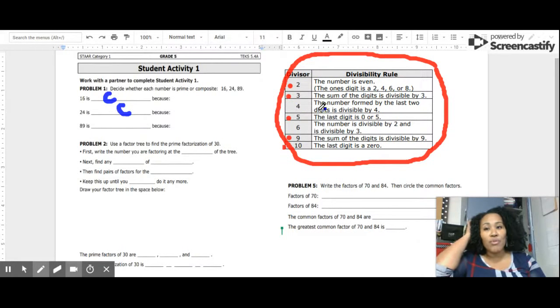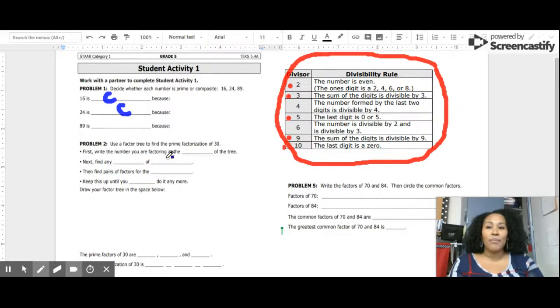What's the rule for the number 3? Well, the first thing I'm going to do, I'm going to add the 2 digits. So what is 2 plus 4? That gives you 6. Is 6 divisible by 3? Yes, it is. 6 can be divided by 3. So with that being said, it is also composite.